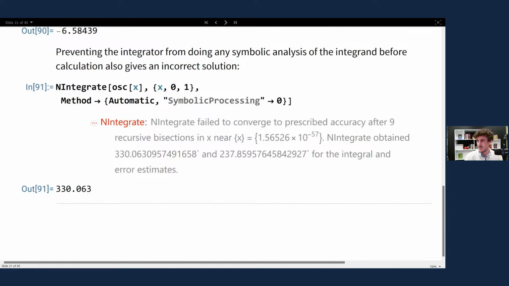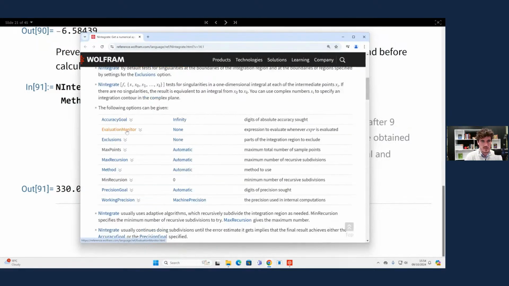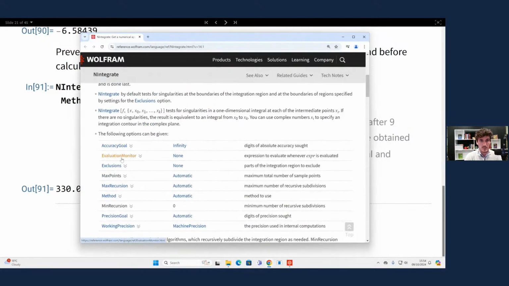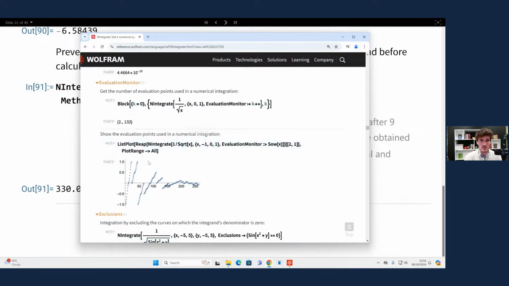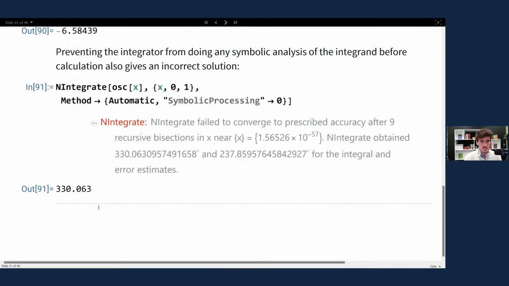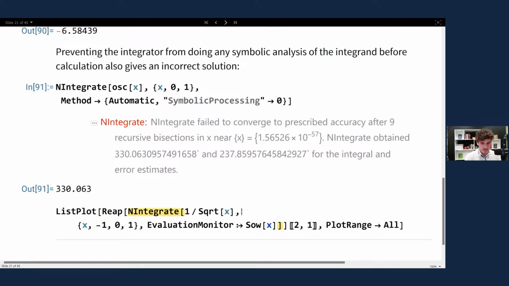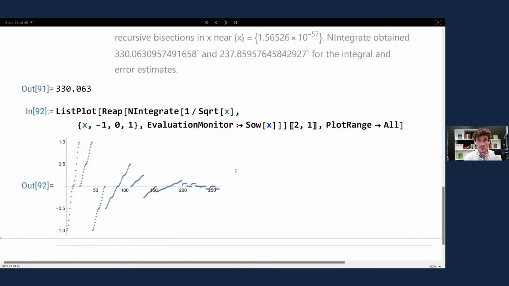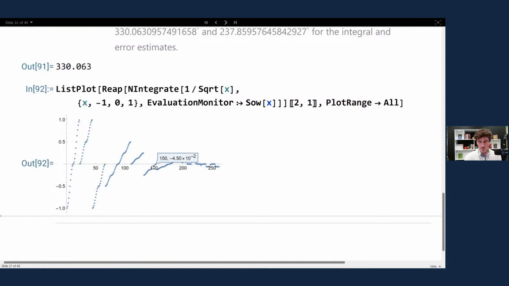It's this option called EvaluationMonitor. Okay, I'll show you this. So look at these options. EvaluationMonitor is one of them. I can jump to the example that uses it, and then I'll just copy this code and paste it in the notebook. There might be a bit of unfamiliar code here, but what this is in principle showing is how the Integrate function is choosing to sample the integrand in order to perform the integration.